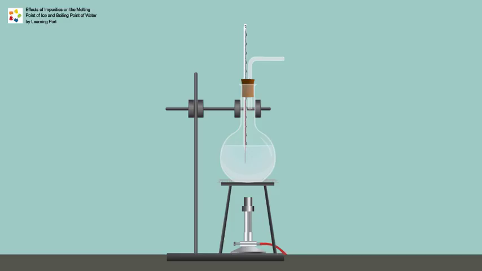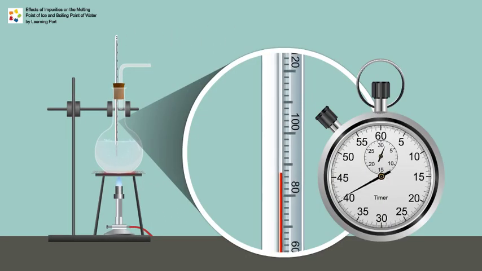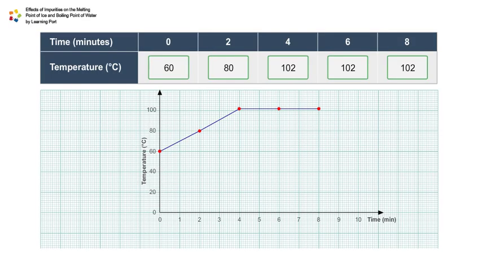To measure the boiling point of seawater, just heat it inside a flat-bottomed flask by using a Bunsen burner. Then record the temperature of the water at 2-minute intervals. The temperature that remains constant between 4 and 8 minutes is the boiling point of seawater. You will find that the boiling point for water with impurities is over 100 degrees Celsius."